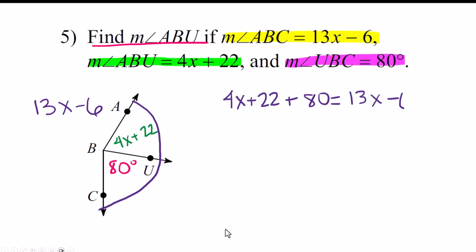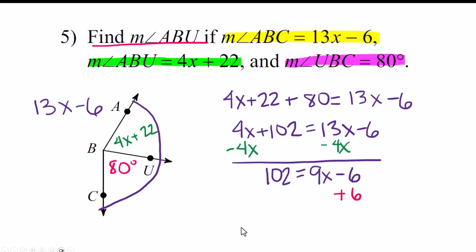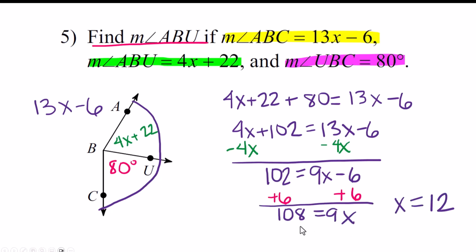Again, the setup is the same. Add the two little pieces together and set it equal to the whole thing. I did that here. I'm going to combine the 22 and the 80 and get 102. So now I have an equation with variables on both sides. The way I like to do this is to subtract the smaller variable. And so then I'm going to add 6 to both sides. We end up with 9x equals 108. Divide 108 by 9, you get x equals 12.